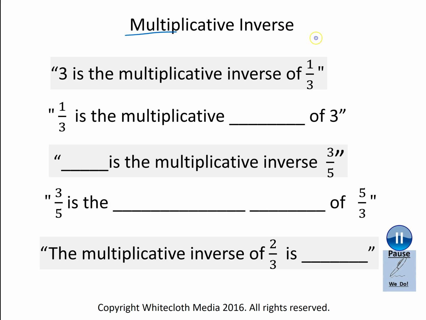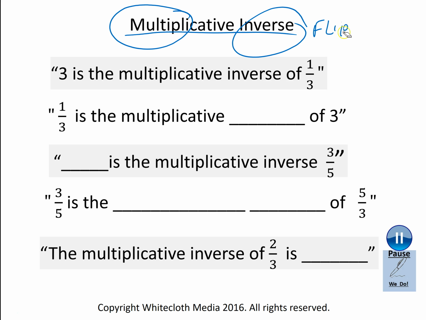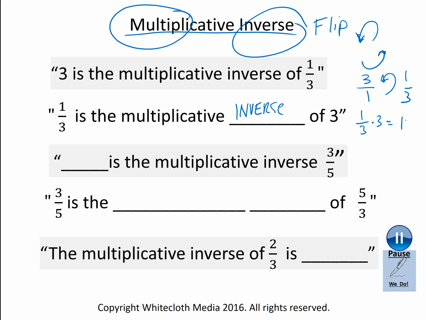And we call that the multiplicative inverse because we are multiplying by the opposite. Let's think about it maybe as a flip. If I flip the number over, I'm basically taking the inverse. I'm going to give you a little hint. We call that flip, meaning we're going to turn the thing over. So 3 is a multiplicative inverse of 1/3. Think about this: 3 over 1. If I flip it, I get 1 over 3. So 1/3 is a multiplicative inverse of 3 because 1/3 times 3 gives me 1.